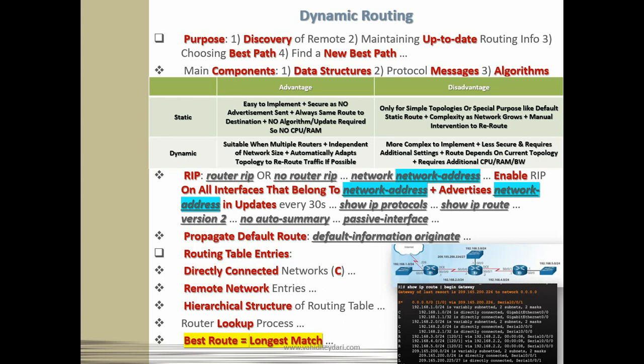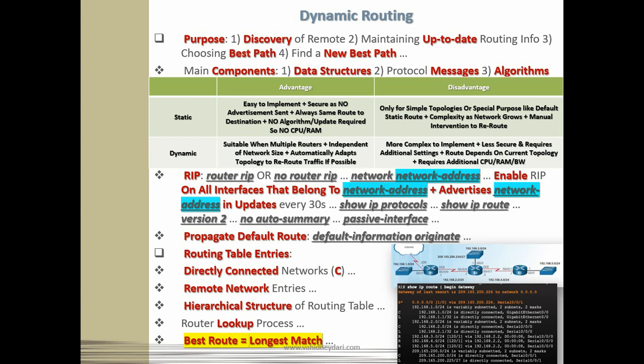Routes in dynamic routing depend on current topology. If there is a change in topology, dynamic routing needs to adapt to changes. And for this purpose, it requires additional resources, and resources include CPU, RAM, and bandwidth.